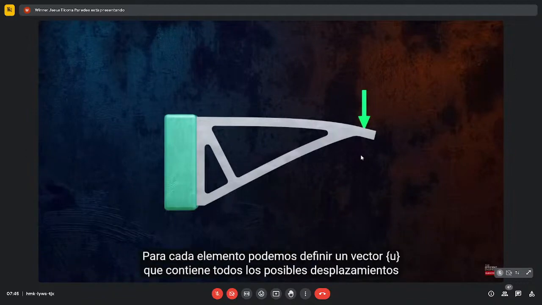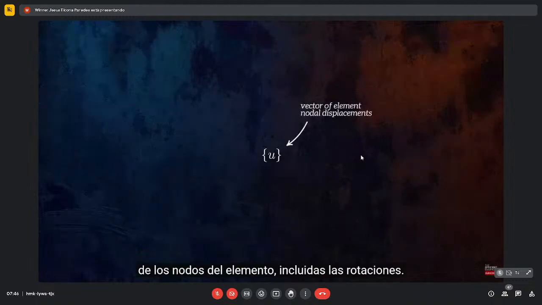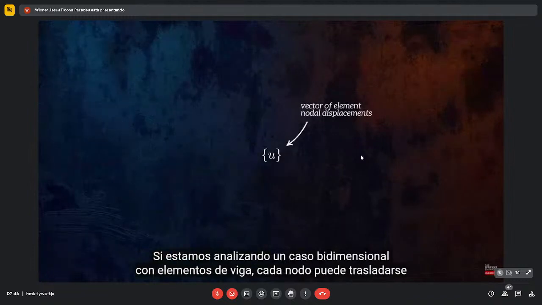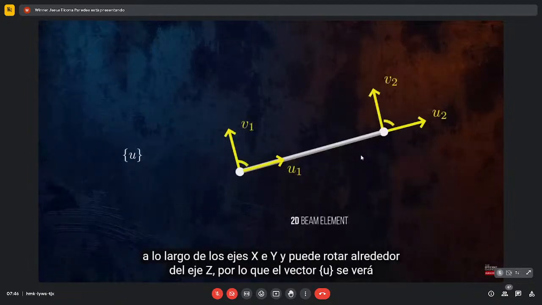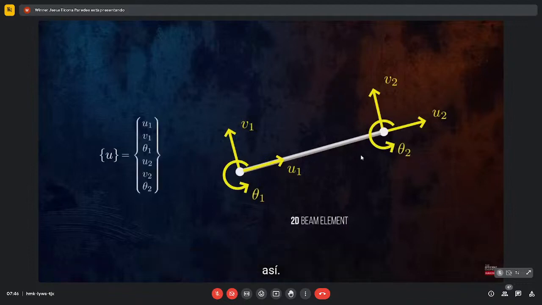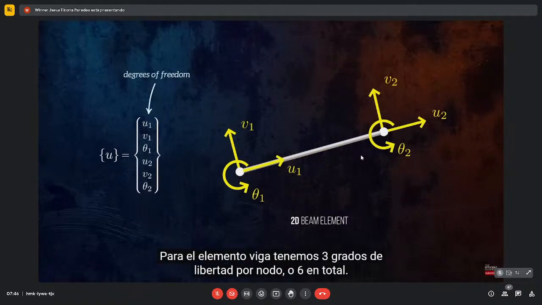For each element, we can define a vector u that contains all of the possible displacements for the nodes of the element, including rotations. If we're analyzing a two-dimensional case with beam elements, each node can translate along the x and y axes, and it can rotate about the z-axis, so the vector u will look like this. Each of these displacements is called a degree of freedom. For the beam element, we have 3 degrees of freedom per node, or 6 in total.